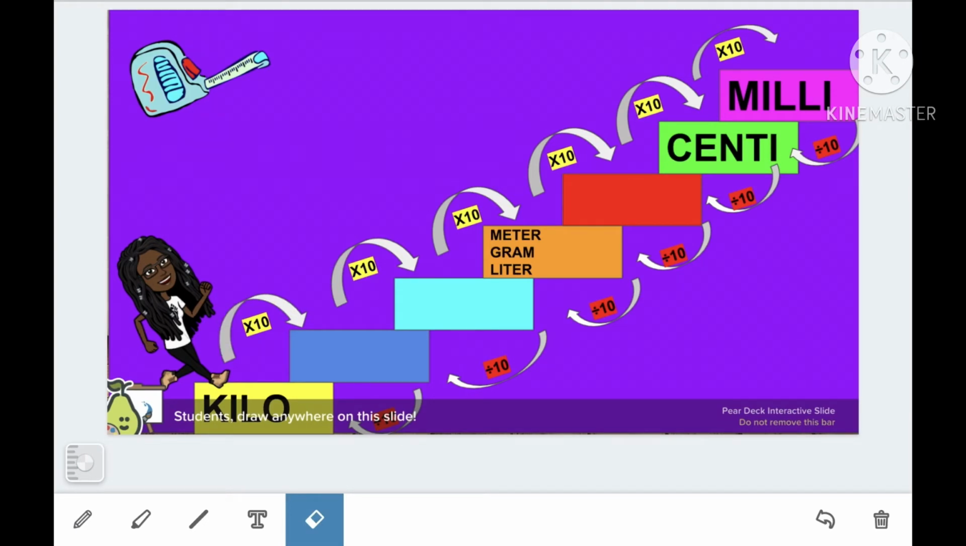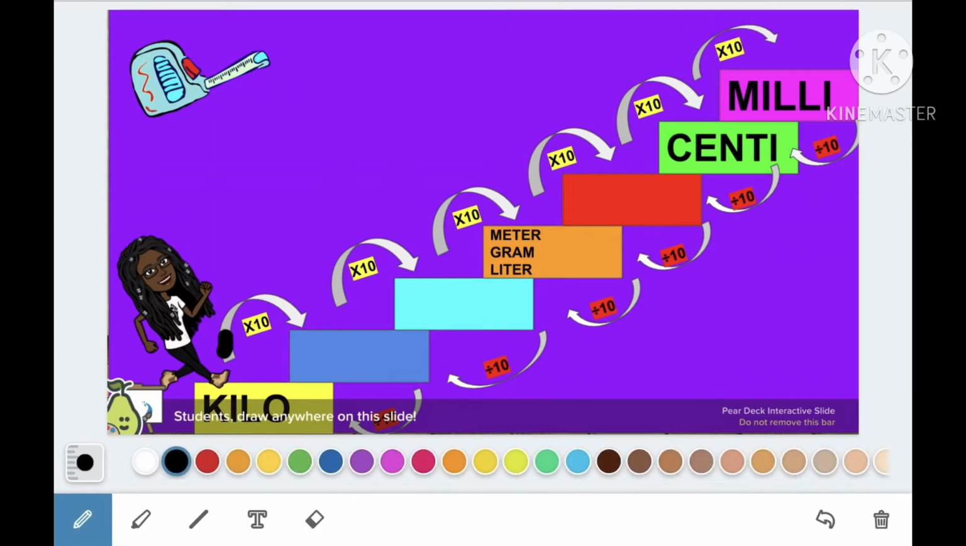You guys, I want you to imagine measurement as steps that you have to walk up. When you're walking up steps, you're burning calories, right? Or you're getting that exercise in. So every single time I'm walking up a step, I'm multiplying by 10. Same as in place value, multiplying by 10, multiplying by 10.